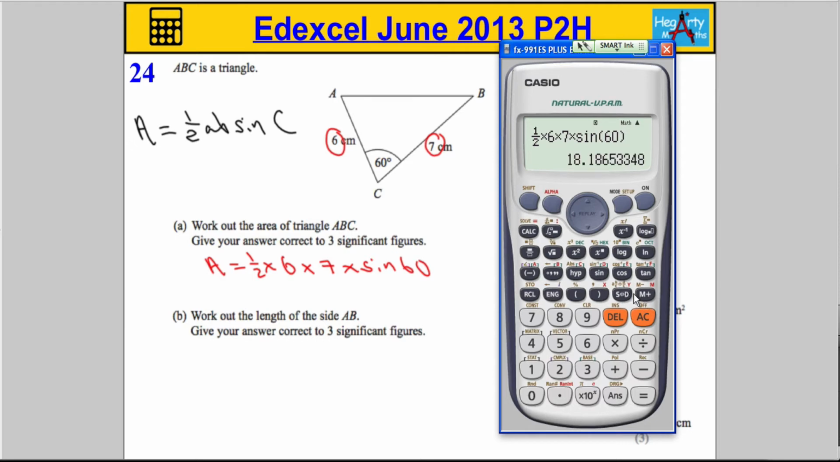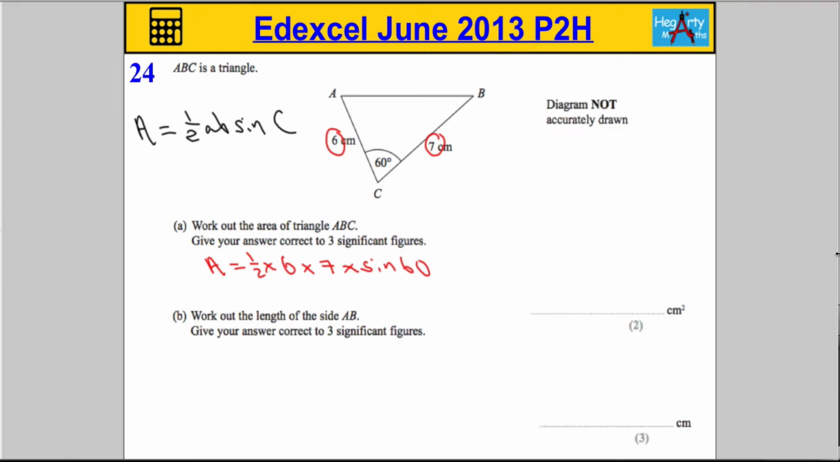I want three significant figures, so S to D button. 3 sig fig, in this case, 1, 2, 3, is going to be exactly the same as one decimal place. So in this case, it's going to be 18.2. That works out to be 18.2, and we have our 2 marks there.